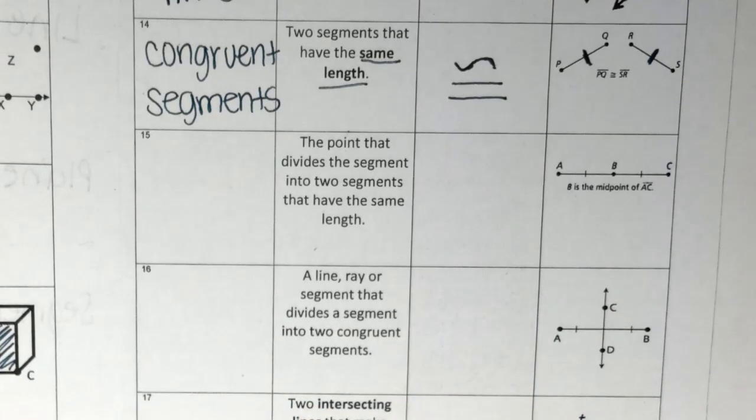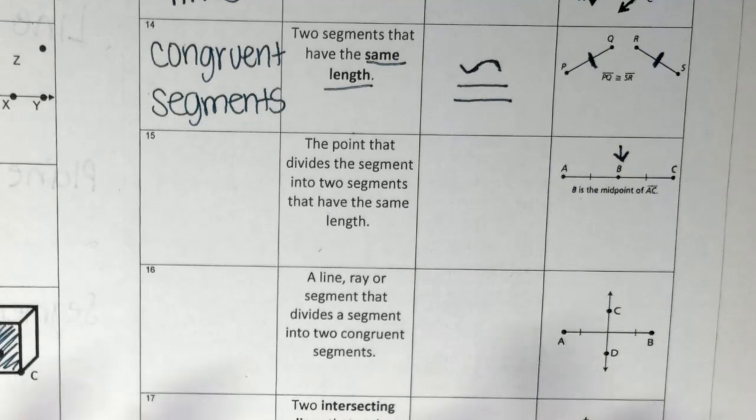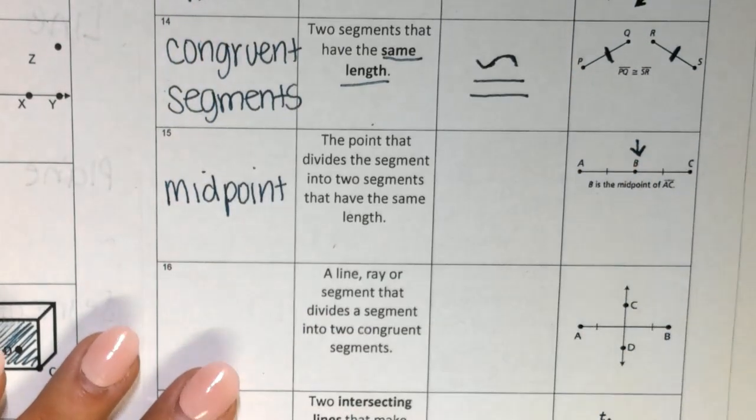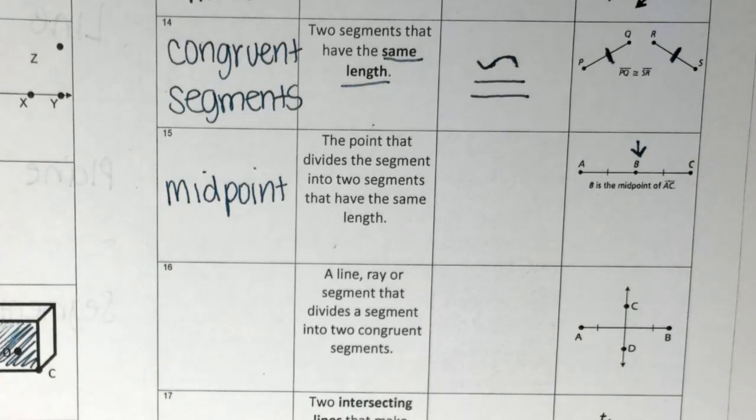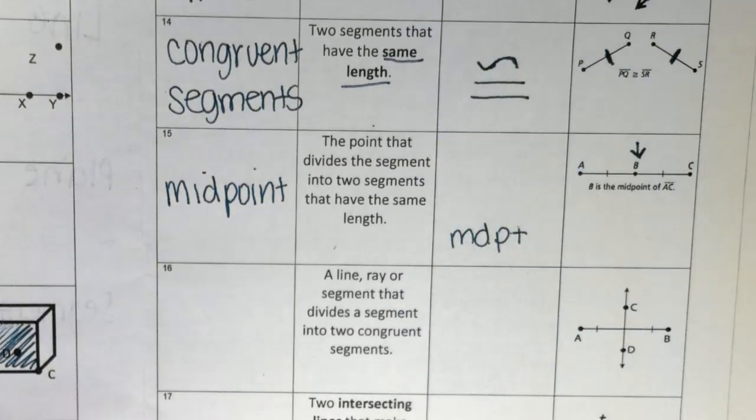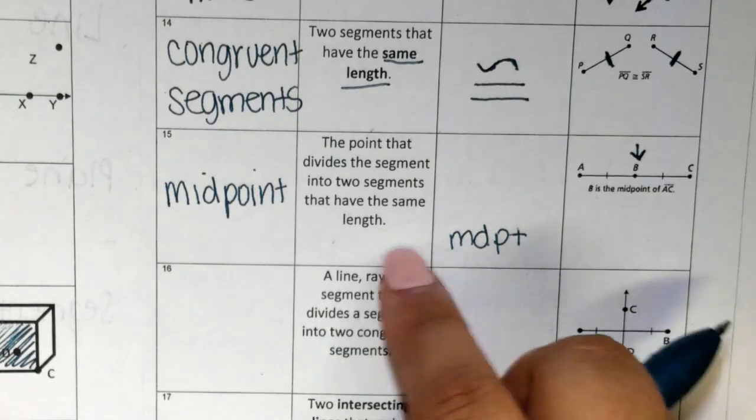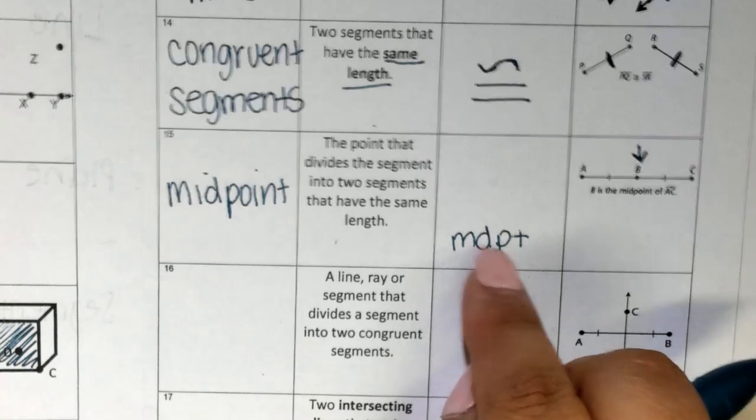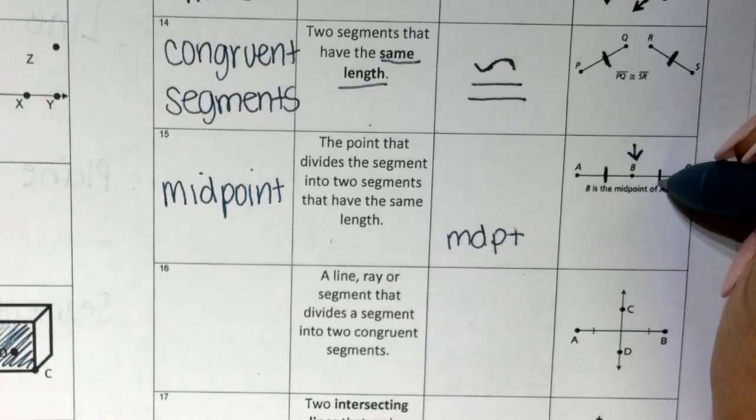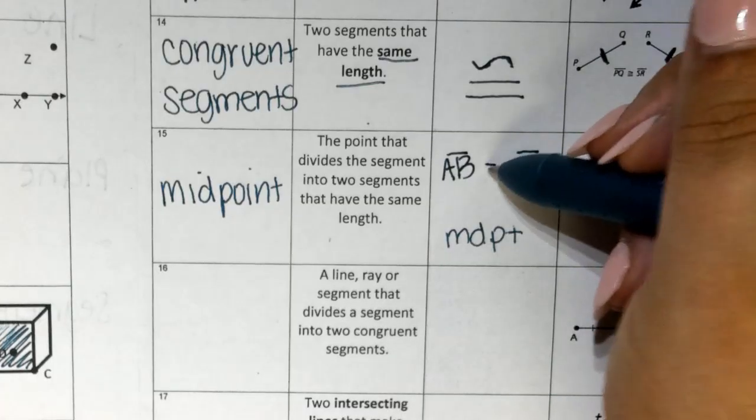What about a point that divides a segment into two segments that have the same length? What is this point right here? The midpoint. The middle, the midpoint. There's not really a notation, but you're going to see me use those letters for midpoint. Does that make sense? Again, I get lazy and I don't want to write it all out. Do y'all see the little tick marks? What does that tell me about AB and BC? They're congruent.